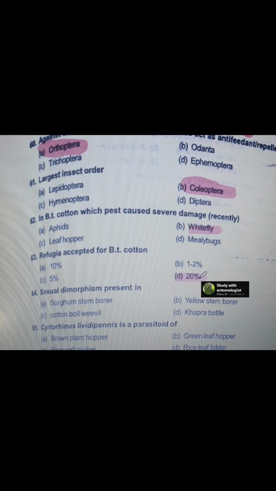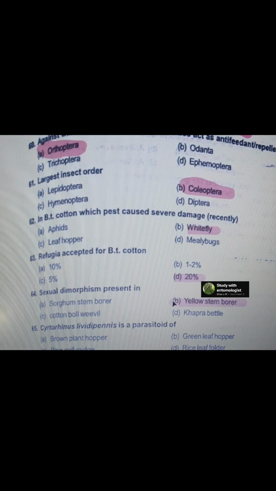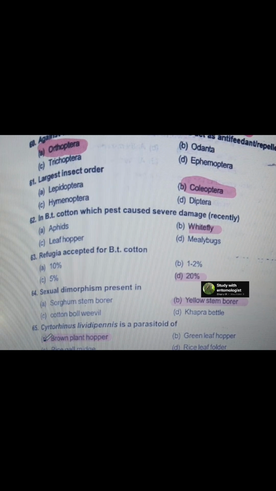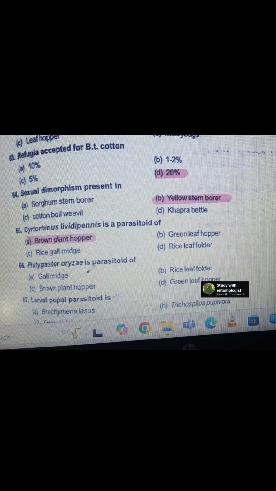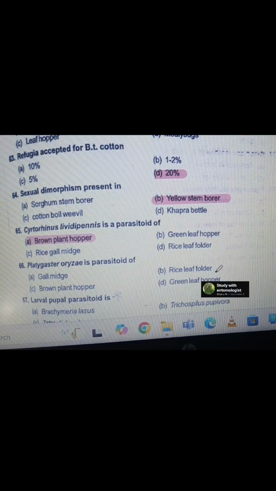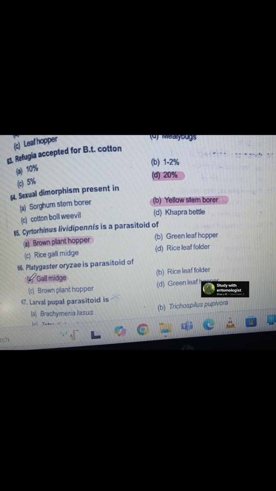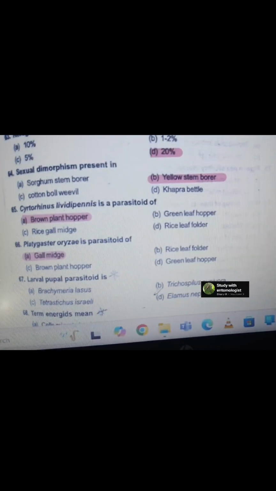Next question: sexual dimorphism is present in. It is present in yellow stem borer, in which the female is larger than the male. Then, Tetrastichus is a parasitoid of. Anagrus... Sirtorhinus lividipennis is a parasitoid of BPH, brown plant hopper. Next question: Platygaster oryzae is a parasitoid of. It is a parasitoid of gall midge, and it is a pupal parasitoid. Next question: larval-pupal parasitoid. Among these, the larval-pupal parasitoid is Brachymeria.